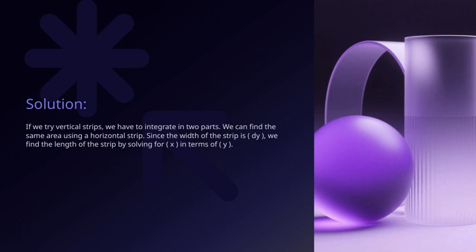The advantage here is that the width of each strip is simply dy, which can sometimes make the calculations more straightforward. To do this, we need to find the length of each horizontal strip, and for that, we have to express x in terms of y essentially. We solve the original equations to get x as a function of y, which then allows us to set up our integral more easily.